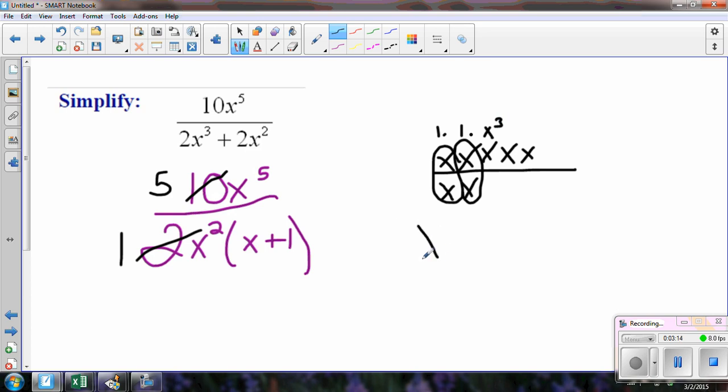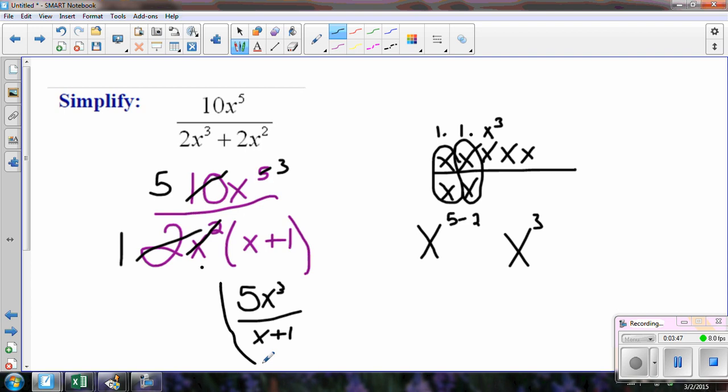An easier way to see this is that we have x to the 5 subtract 2, which gives us x to the third. So in any case, we're going to cancel out this x squared entirely. And then up here we have x to the third. There's nothing else to be canceled, so we're left with 5x to the third over x plus 1. And this is our final answer, as we have two different functions. We have a cube function and a line, and they cannot cancel with each other.